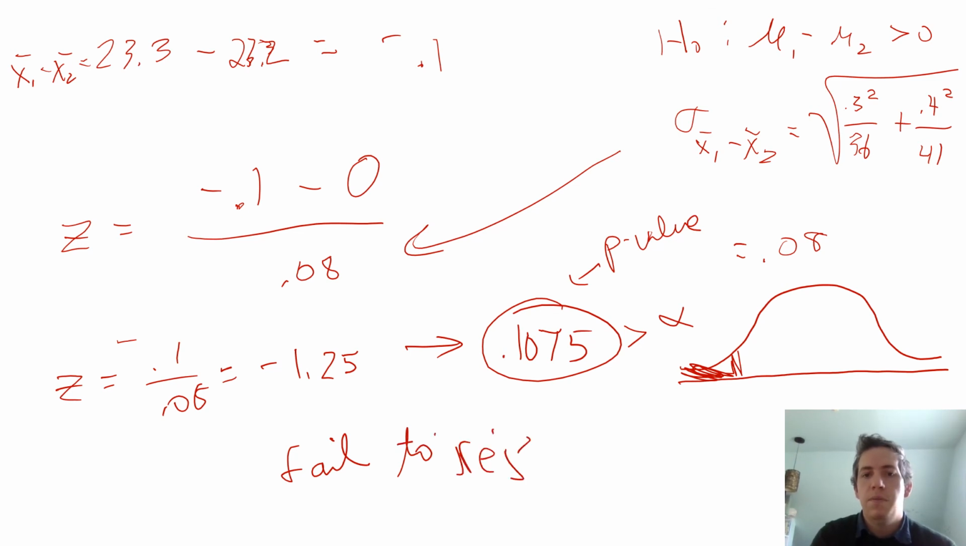It is totally possible that we run into a sample like this, where it actually shows that the other car, in this particular sample, has a larger miles per gallon. But that's okay. We fail to reject in this particular instance.